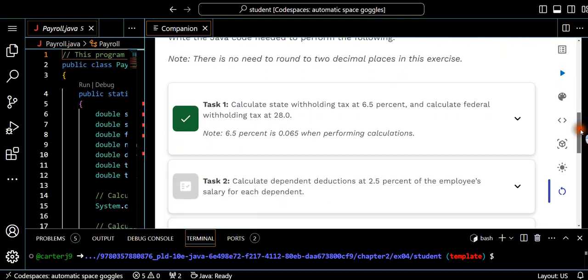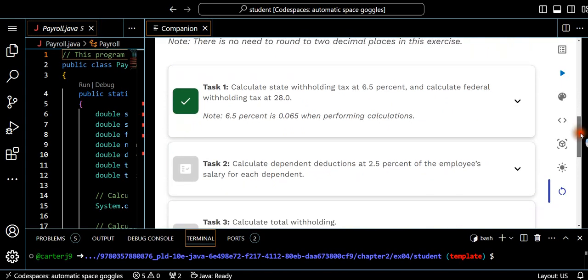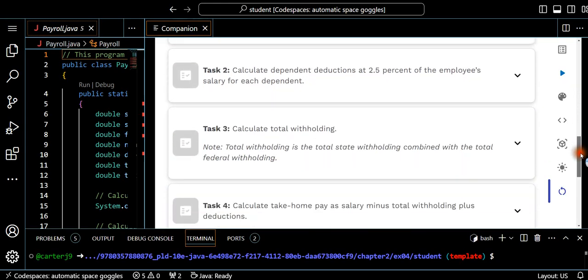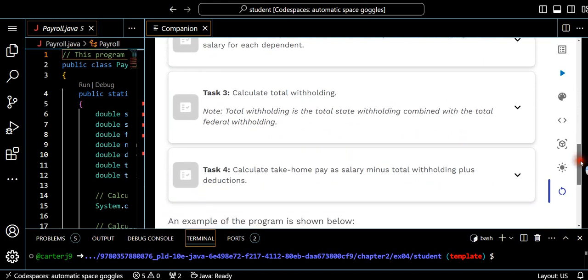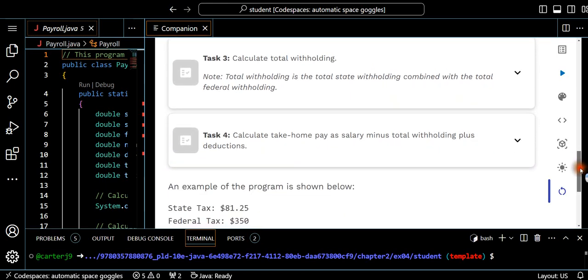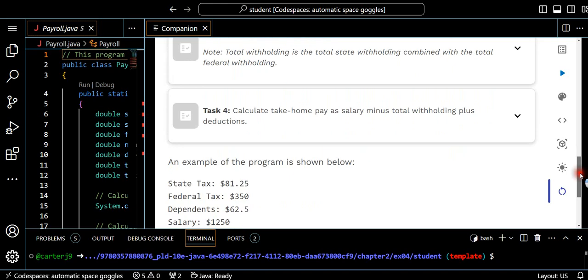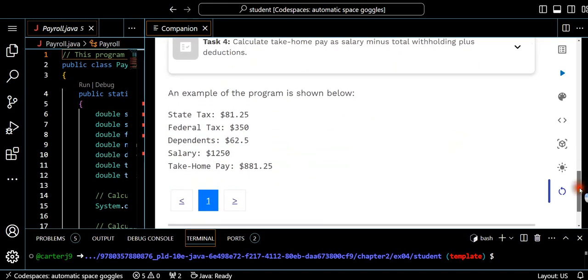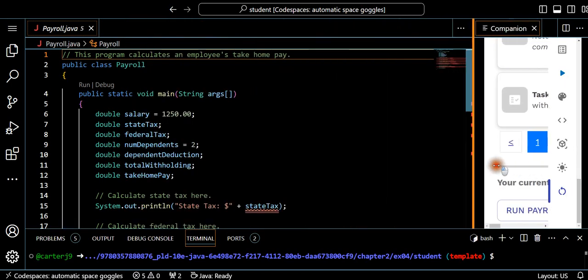Calculate the state withholding tax at 6.5%. Calculate the federal withholding tax at 2.8%. Looks like it's all 6.5% as 0.065 for performing calculations. Looks like it's already done. Calculate 2.5% employee's tax. Note withholding is total state withholding combined with total federal withholding. Calculate take-home pay as salary minus total withholding plus deductions. And this should be your printout. So let's go to the code and look at what we're going to start with.